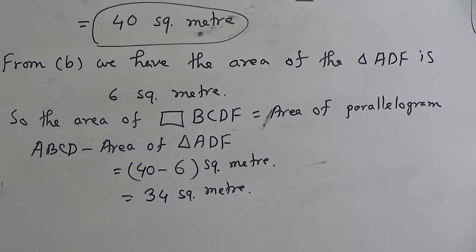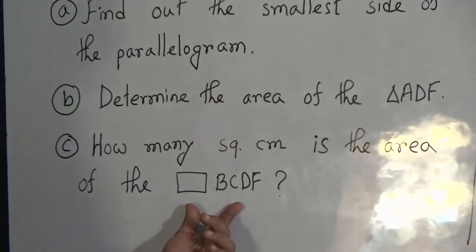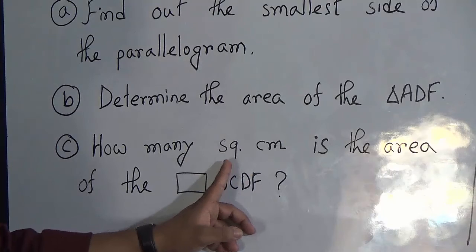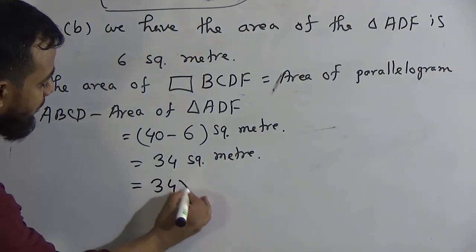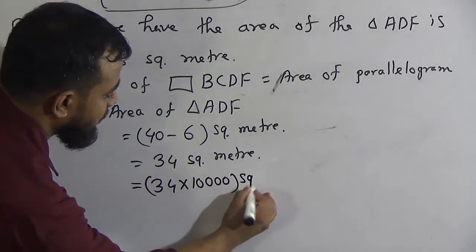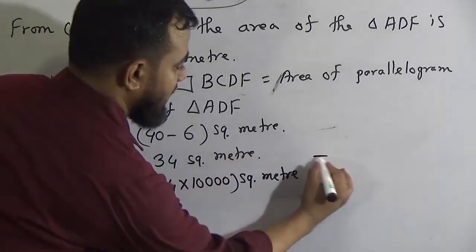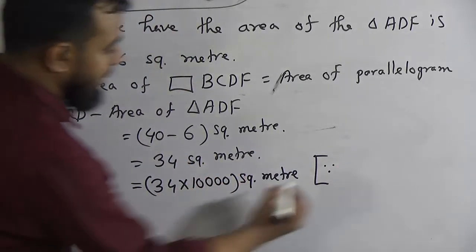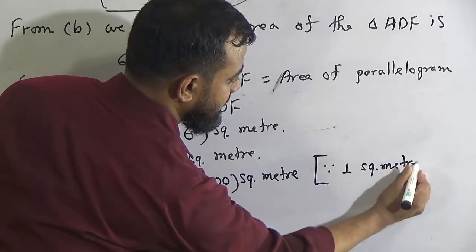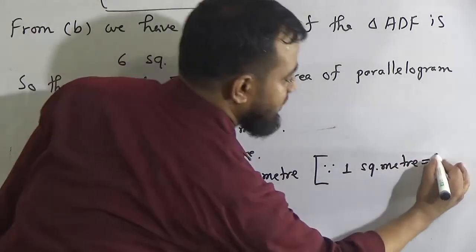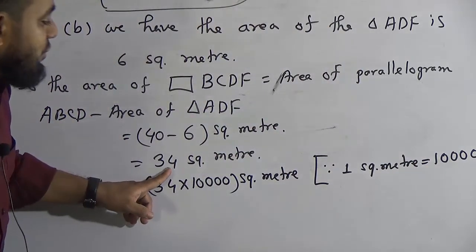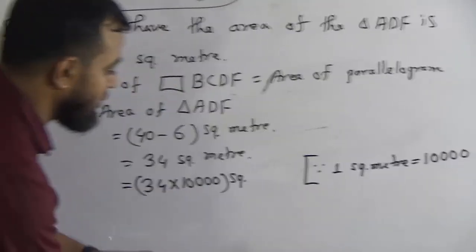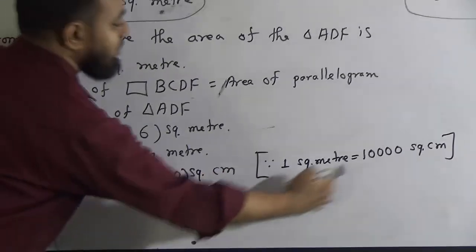The question says how many square centimeter is the area of the quadrangle BCDF. That means the unit needs to be converted into square centimeter. We have found it in square meter. Now I am going to convert this in square centimeter. In one line we can do that. It's 34 multiply 10,000. Write down the side note: we know that 1 square meter is equal to 10,000 square centimeter. That's why 34 square meter equals 34 multiply 10,000 square centimeter, because 1 square meter equals 10,000 square centimeter.